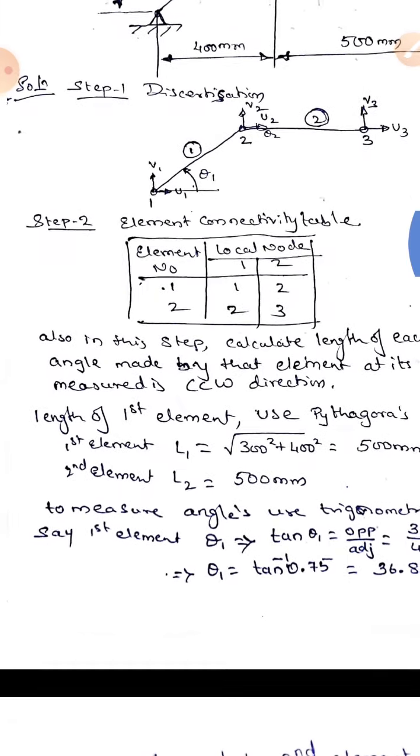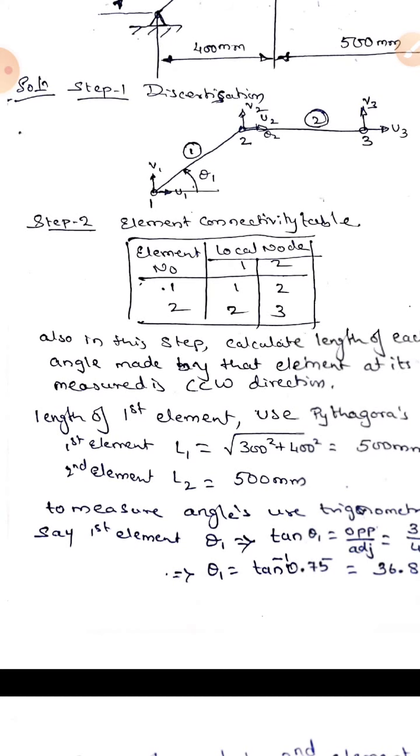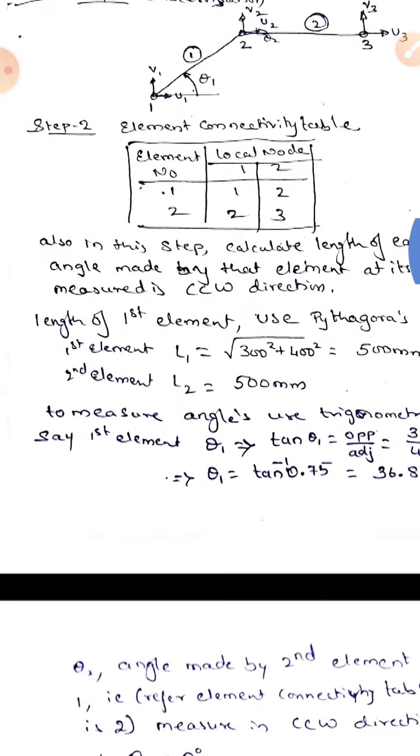So for that, immediately in this second step only, we will be writing one more table called the element table. That element table gives the information of the length of each element, the angle made by that element, and cos theta, sin theta, sin square theta and cos square theta of it. This table we will write once, and those values are directly fed in the stiffness matrix.